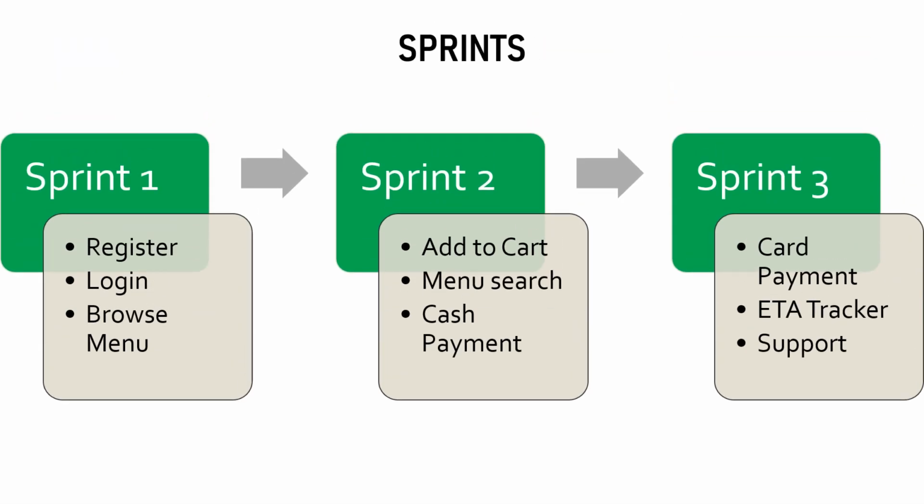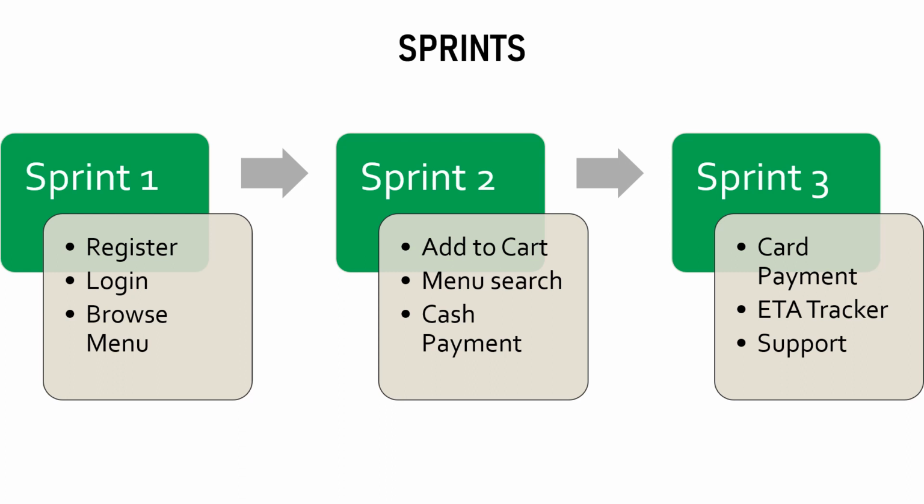As we saw in the previous episode, Sprint 1 delivered the 3 functionalities register, login and browse feature for food items in the menu. The team continued the same process involving the 5 sprint ceremonies for each of the subsequent sprints. Sprint 2 delivered add and remove to the cart functionalities, menu search for customers to search for food items, and also feature of accepting cash on delivery from the customer.